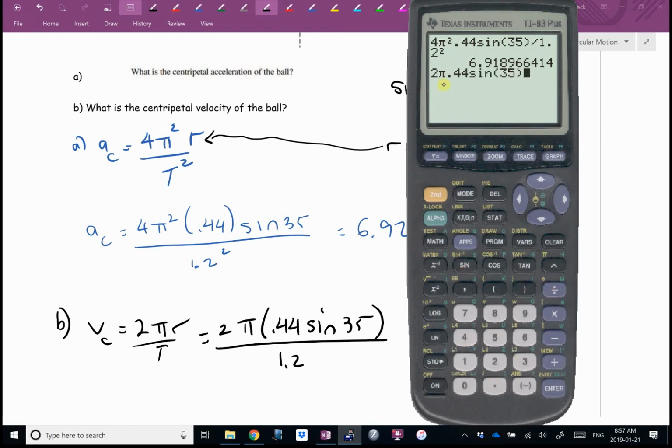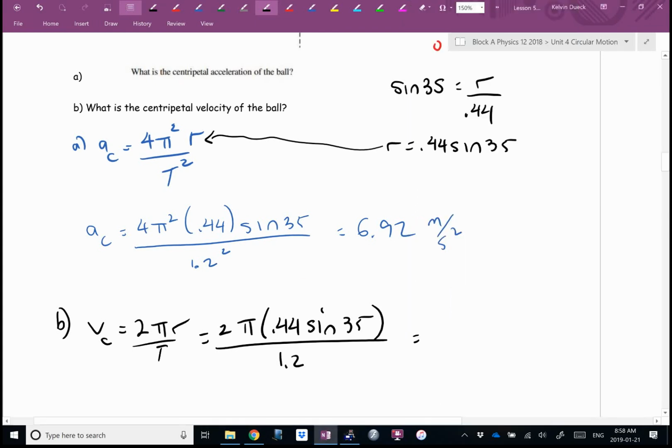Some of you, by the way, might need to put a times sign between your pi symbol and a number. It varies from operating system to operating system. I know I can get away with it. Oh well. And I get 1.32 meters per second. Direction, tangent to the radius, perpendicular to the radius.